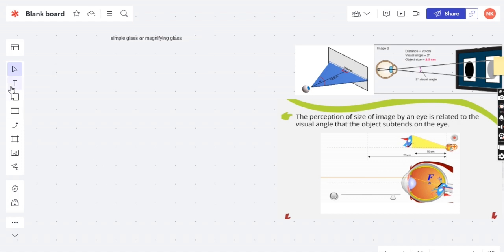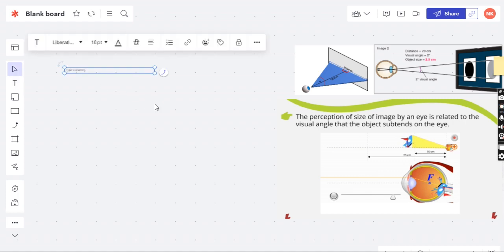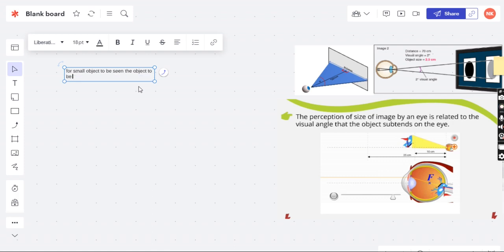with you guys is that we know that for a small object to be seen clearly, I'm talking about without using any sort of electronic instruments, for a small object to be seen very clearly, the object should be placed at a distance of 25 centimeter from an eye.